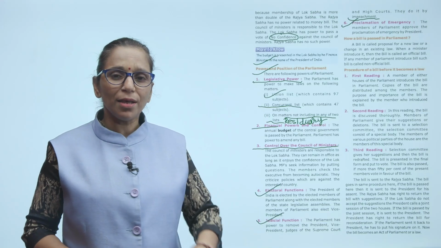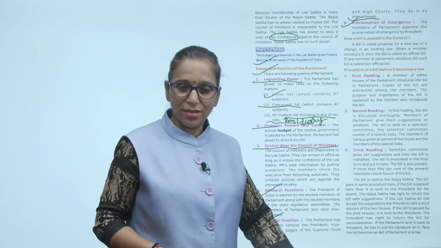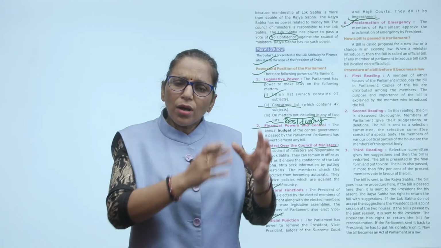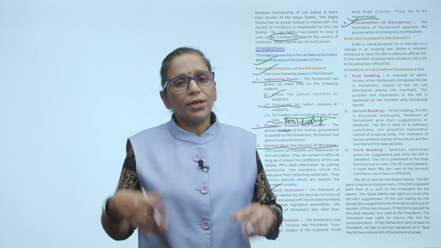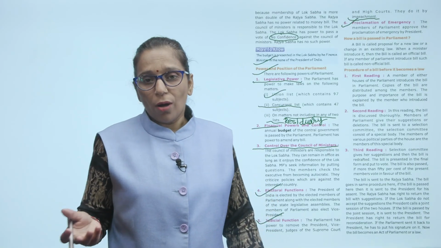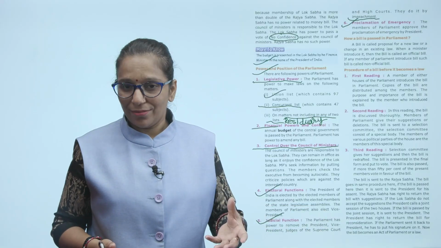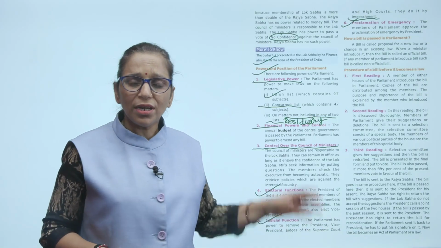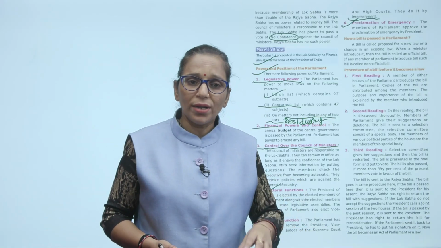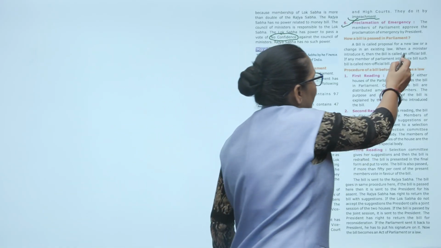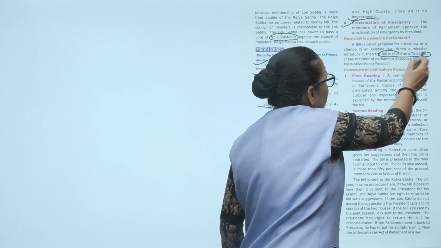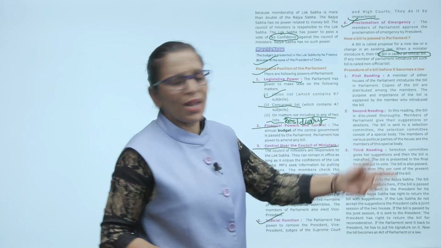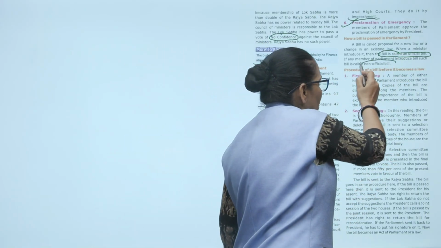How is a bill passed in the Parliament? Let's discuss that process. So these were the functions. Now it is time to discuss how a bill can convert into law. A bill is a proposal for a new law or a new change in an existing law. When the minister introduces it, the bill is called an official bill. If any member of Parliament introduces the bill, such a bill is known as a non-official bill.